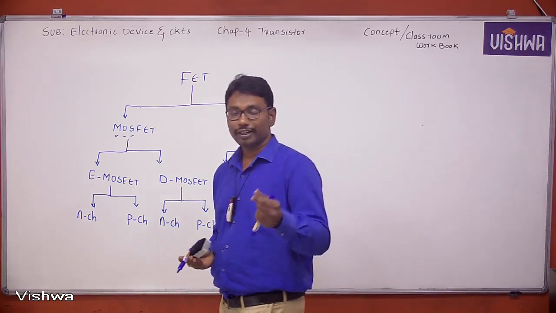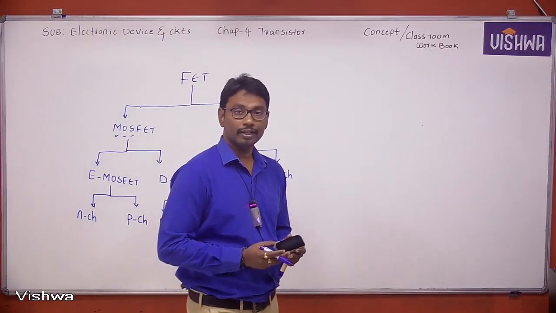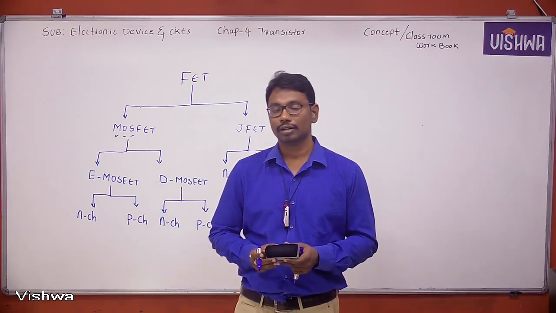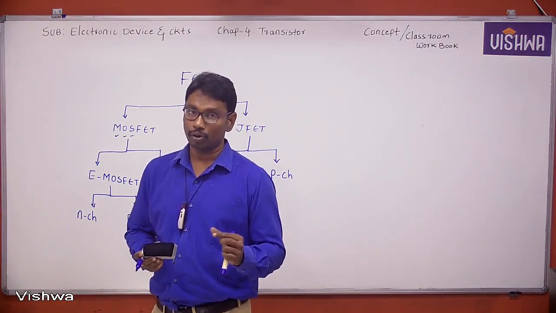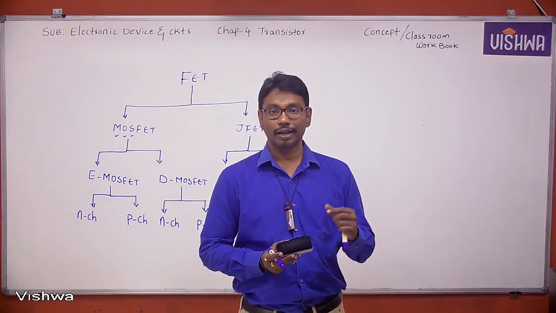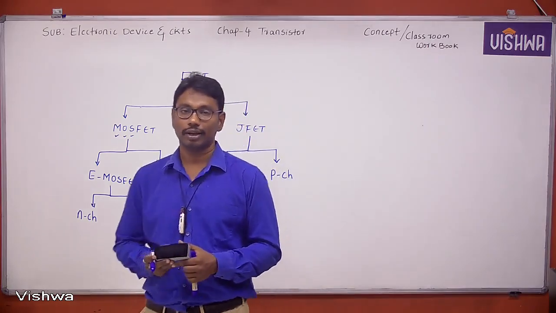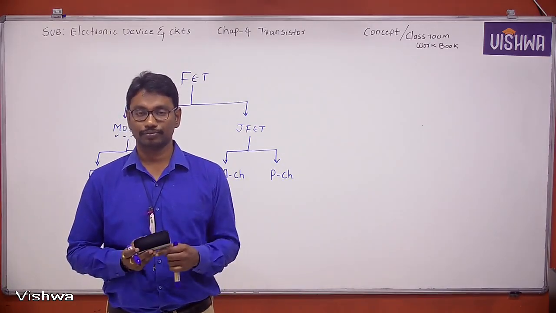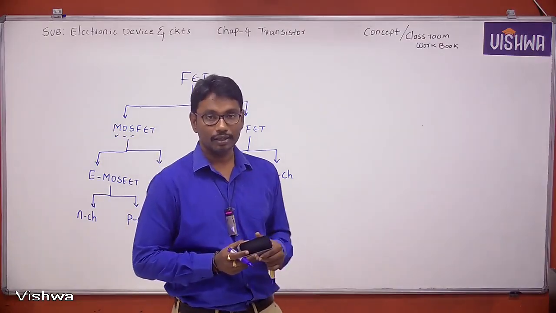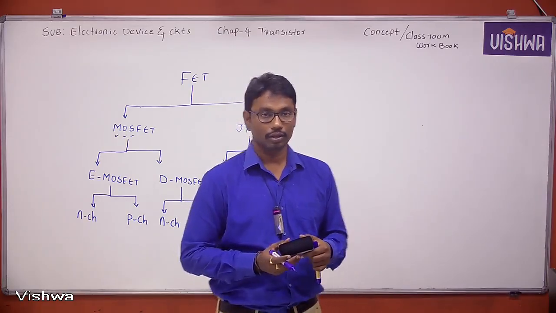Write down the FET heading. It is also called a unipolar device or majority carrier device, because the current is due to either electrons or holes, and carrier movement is due to drift mechanism. Copy this one.